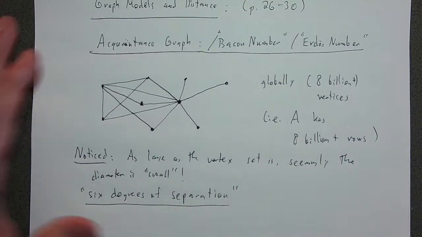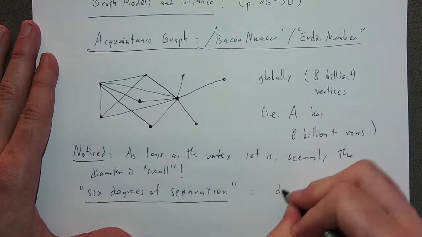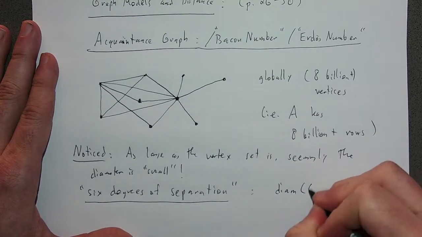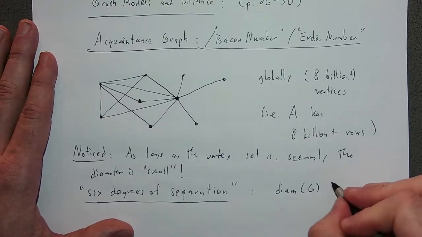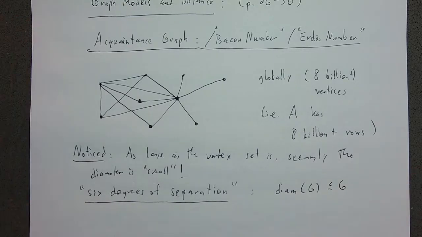What does this say? This basically says that the diameter of this graph is less than or equal to 6. Which is that even though this is absolutely gigantic, the idea being that there are no more than 6 degrees of separation between any human and any other human.